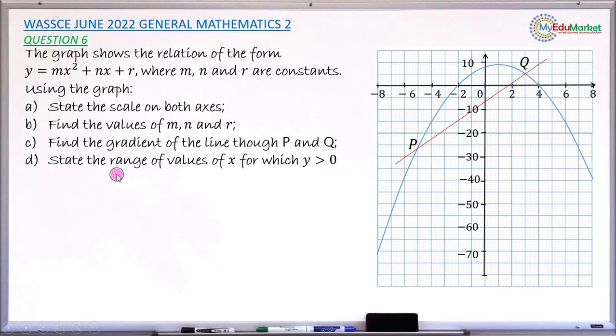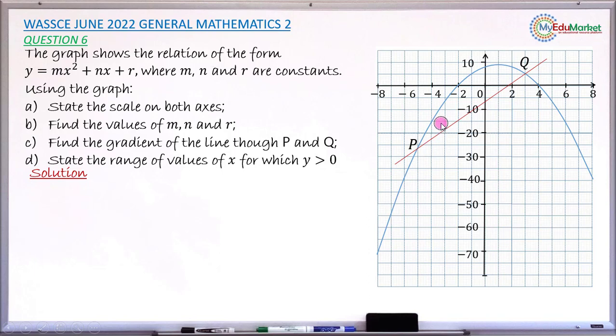And question D, you are asked to state the range of values of x for which this curve, that is y, is greater than 0. So let's attempt to answer these questions together. Starting with the very first question, A, you are asked to write the scale on both axes. That is the scale used in this drawing.